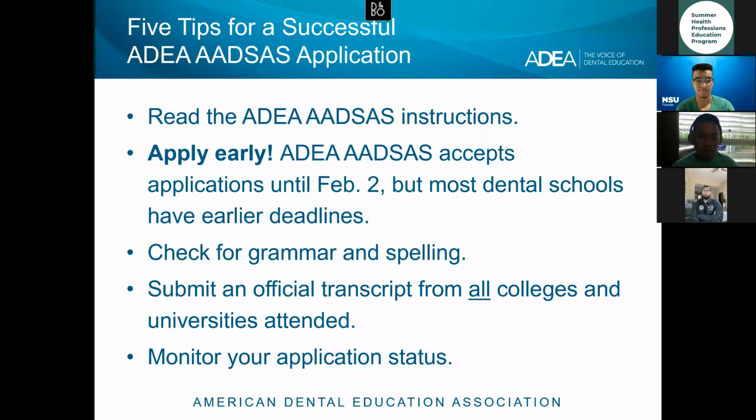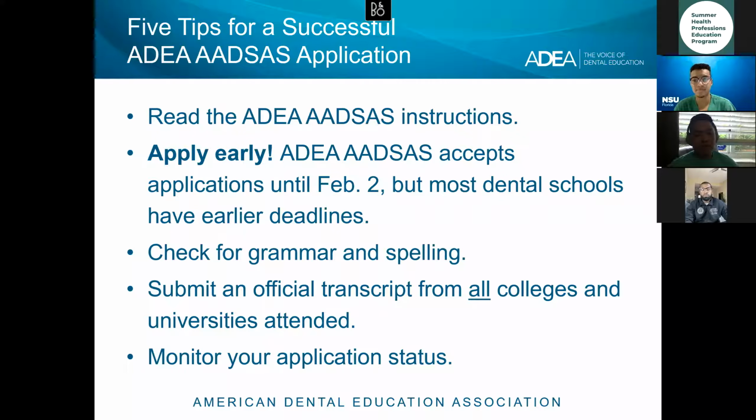And so, as I mentioned, these are my 5 tips to applying to dental school. Make sure you read your ADEA AADSAS instructions very clearly, carefully before applying to dental school. Apply early. Like I said, the application opens on May 1. It closes February 2nd, but submission is on June 1.